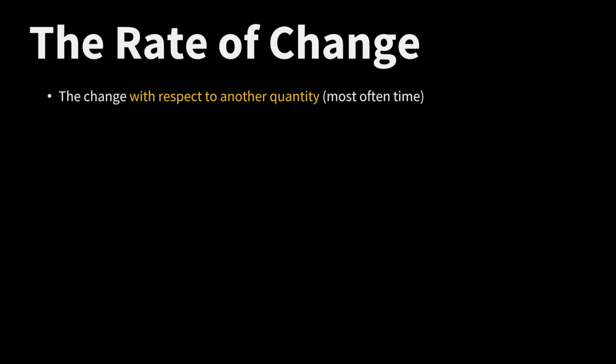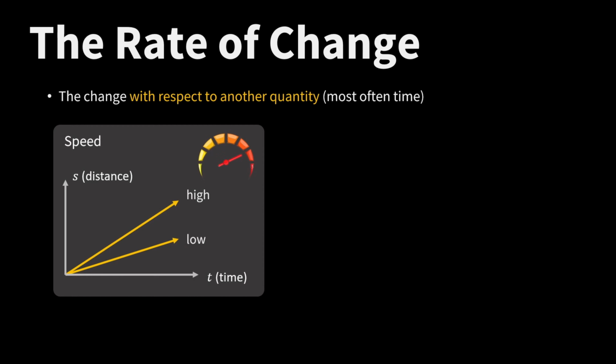In physics, we are typically interested in processes, not in single events. Therefore, we are more interested in the rate of change. The rate of change is a change with respect to another quantity, most often time in physics. We can visualize the rate of change in two-dimensional diagrams. Here is the example of speed. We have the distance on the y-axis and time passes from left to right on the x-axis. As you can see, as time passes, the distance increases.